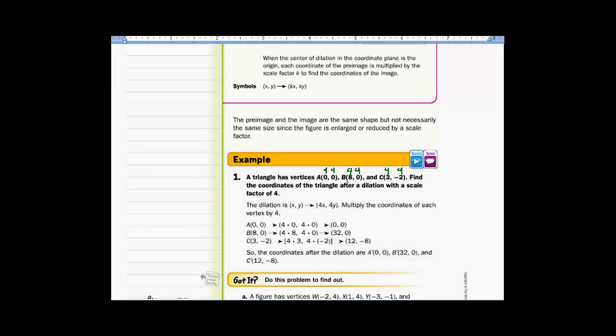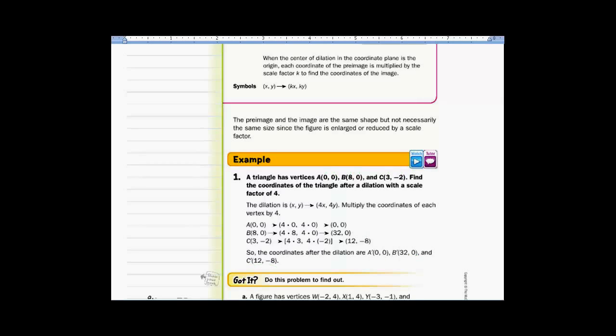B, 4 times 8, 32. So B prime, 32, 0. C prime, 3 times 4, 12. Negative 2 times 4, negative 8. So this is A prime, B prime, C prime. And that's all they ask you to do. They just say, what are the new coordinates? If the scale factor is 4, it just means you're going to multiply each of those by 4.